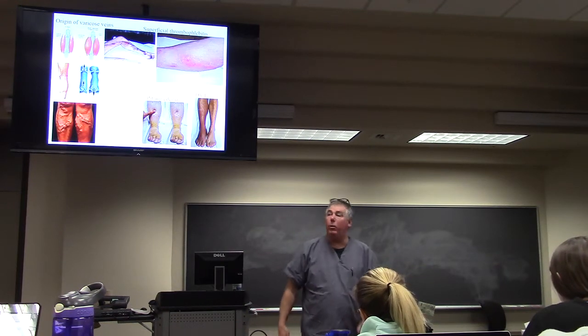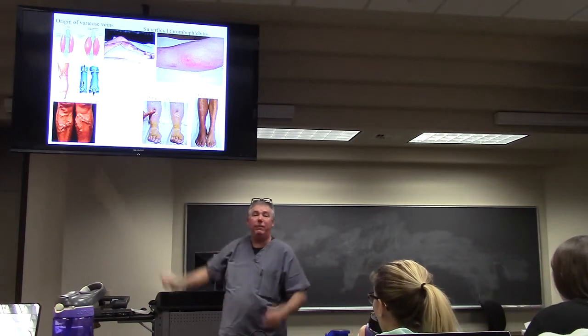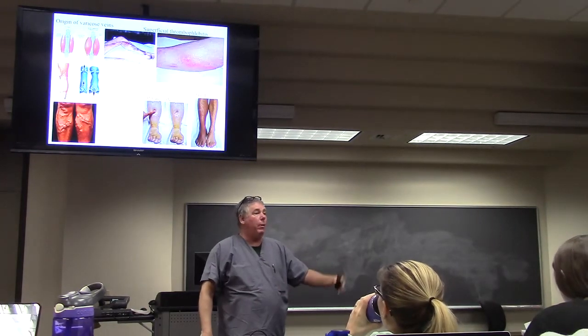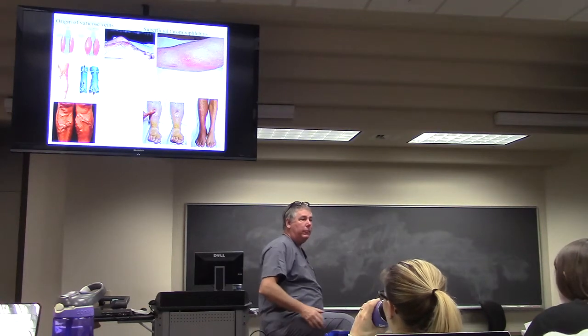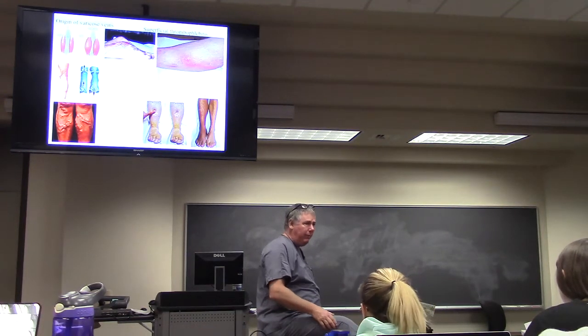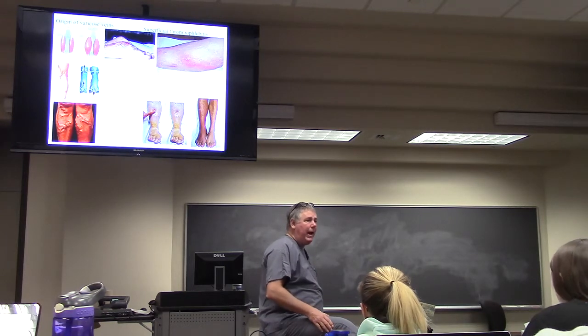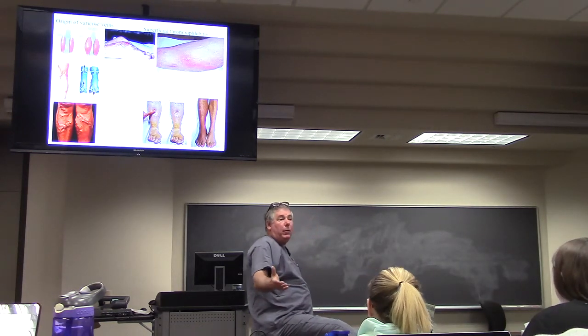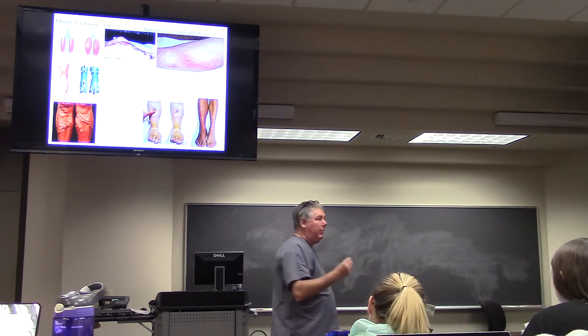So that's how you would, one of the things, if you saw that right there, you would get a D-dimer. Is it phlebitis or is it thrombophlebitis? Either one is going to be painful. With thrombophlebitis, hopefully you can feel the clot, but if you can't, you get a D-dimer. That'll tell you right there. If the D-dimer is negative, then it's just phlebitis.